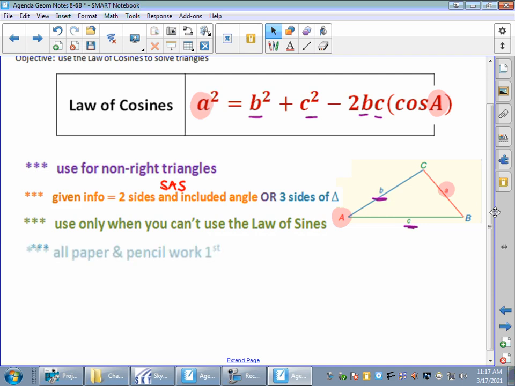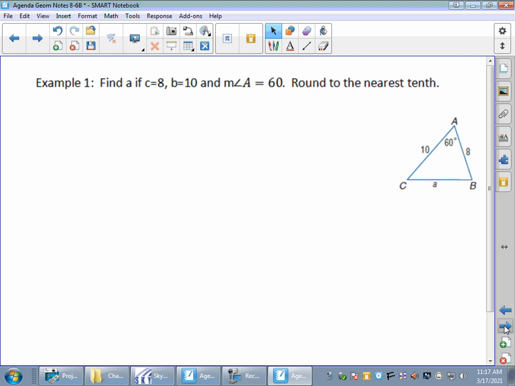And last but not least, I'm sure you know that I was going to tell you I need to see all your paper and pencil work first. Crucial. So let's do an example or two. I think we'll start off with, let's just do example 1. That seems like a good place to start. It says to find side A if C is 8, B is 10, and angle A is 60. Round to the nearest 10th because we're finding a side, right?